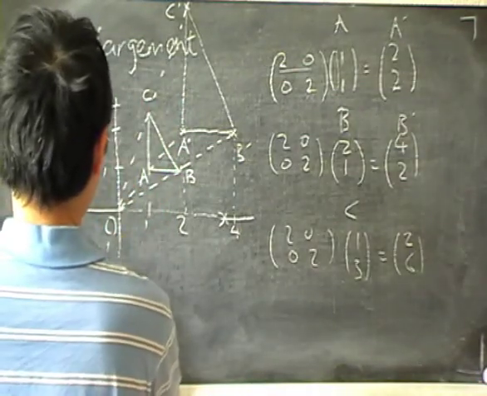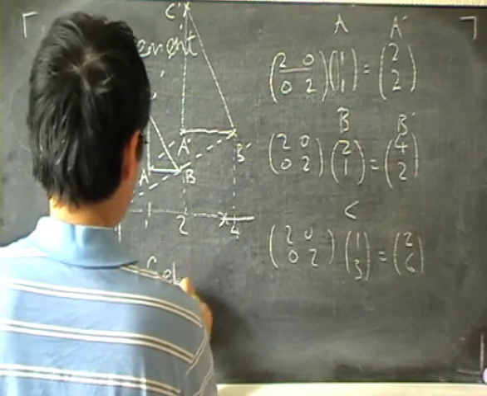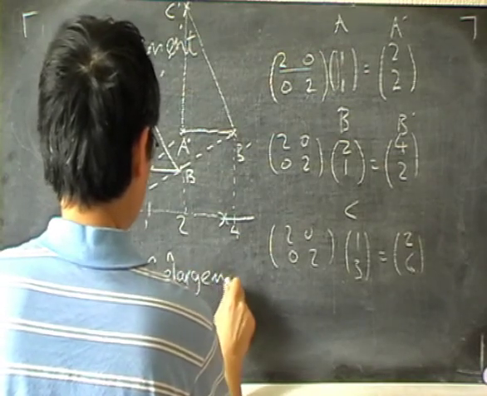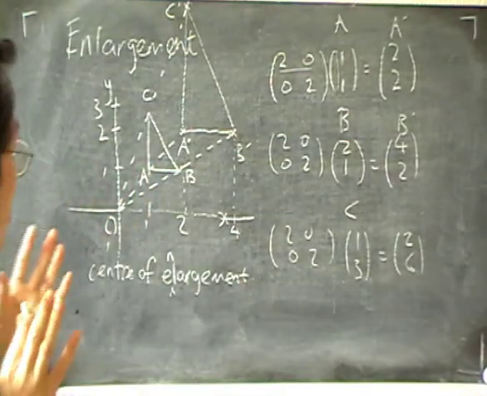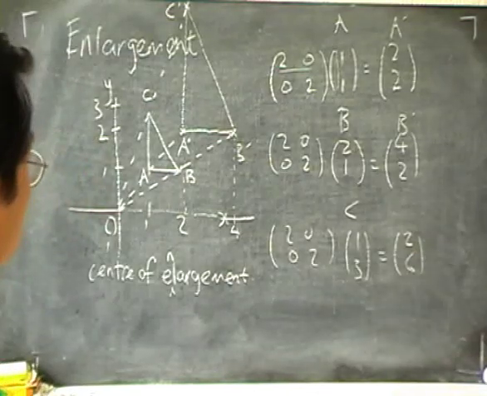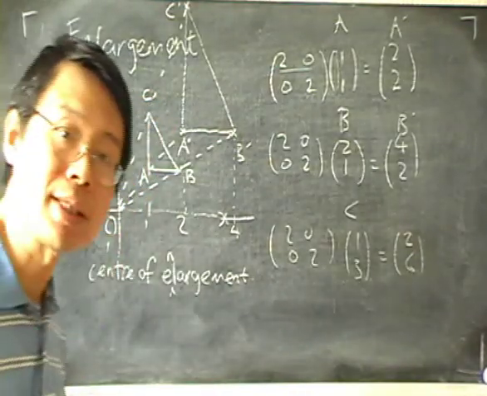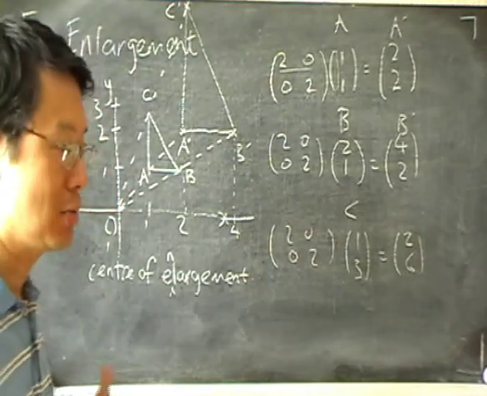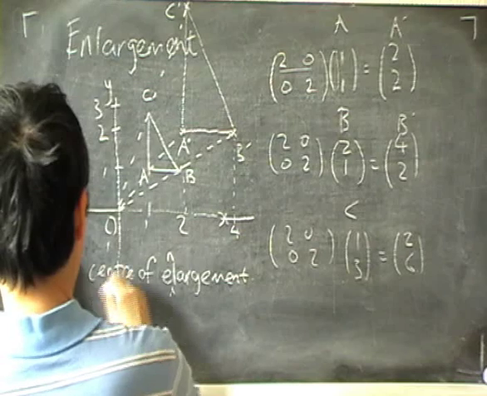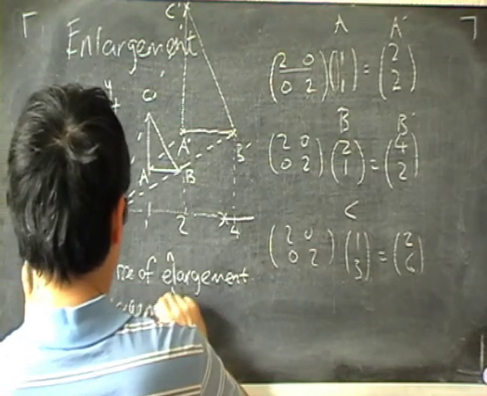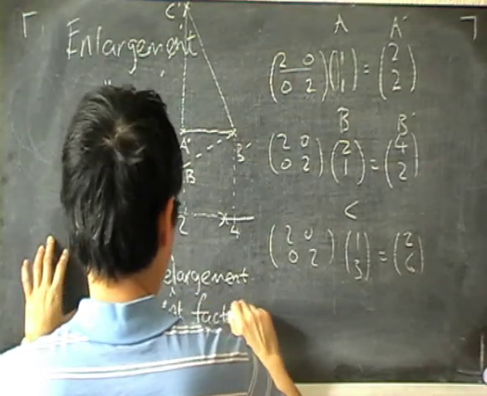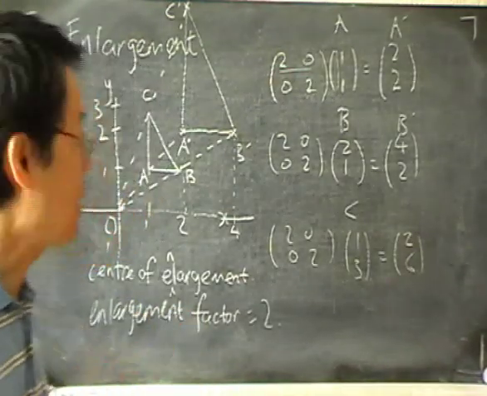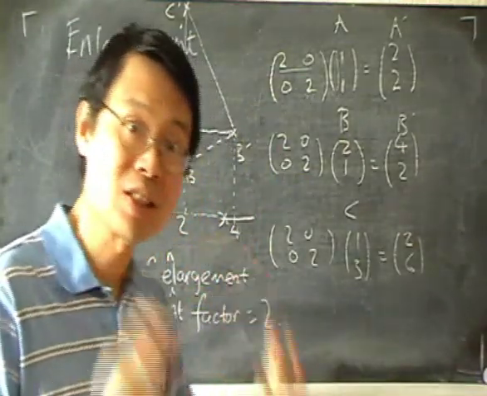So in this case, this is the center of enlargement. And if I want to do an enlargement transformation on this triangle with O as the center of enlargement, if I want to enlarge it by 2 times, that means that I have an enlargement factor of 2. Got that? So let's say I have an enlargement factor of 2. Now I can actually do the enlargement geometrically without using the matrix or instead of the matrix.